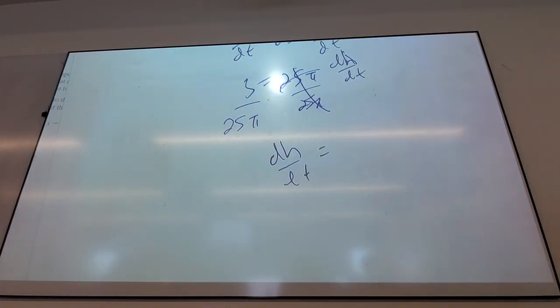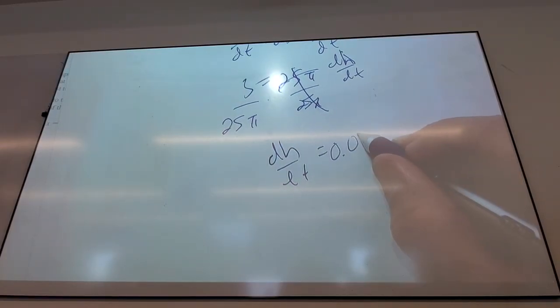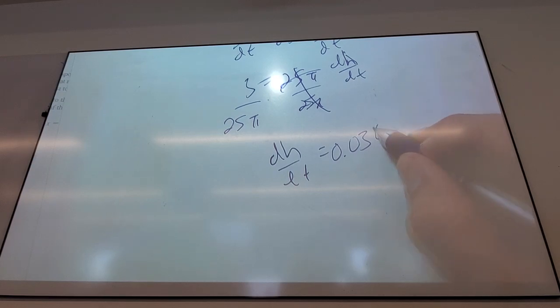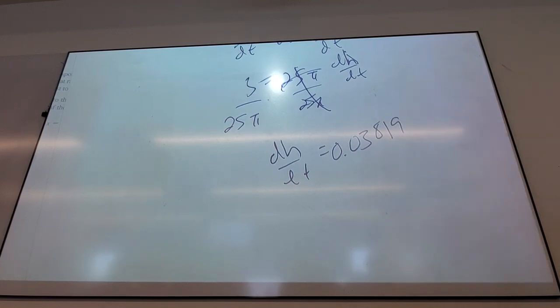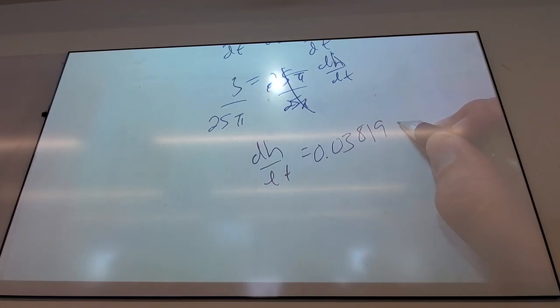And then whatever that is, it's going to roughly be 0.039. What is it? 0.0338. 3.8? I suck. 3.8 what? 19. Damn it! I'll retire. I'm sorry, guys. What are the units on this?